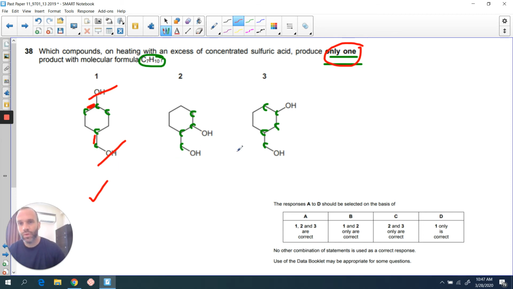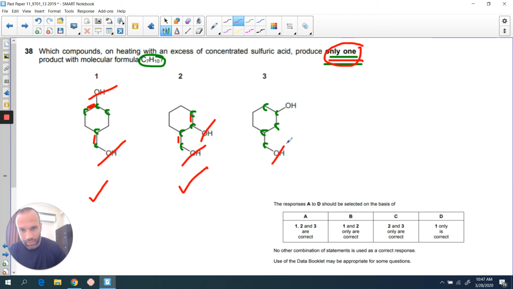Let's look at option two. In this option, you would form a double bond here, getting rid of the hydroxy group there, and you would form a double bond here. Now you may ask, why couldn't you form a double bond there? Well, you can't, because the carbon there already has its 4 bonds. So this would produce only one product too. So this is correct.